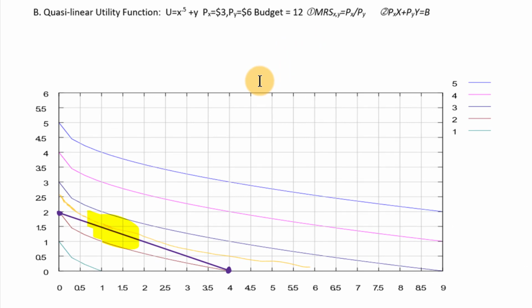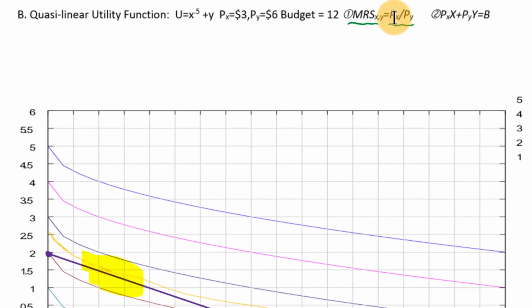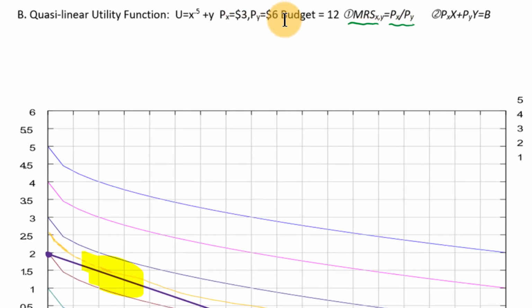So our 2 equations and 2 unknowns: marginal rate of substitution equals the price of X over the price of Y. Now the price of X over the price of Y is easy. That's going to be 3 over 6, or 1/2. But for marginal rate of substitution, this is not a Cobb-Douglas utility function. We can't use that shortcut rule. So what we need to do is do it the long way.